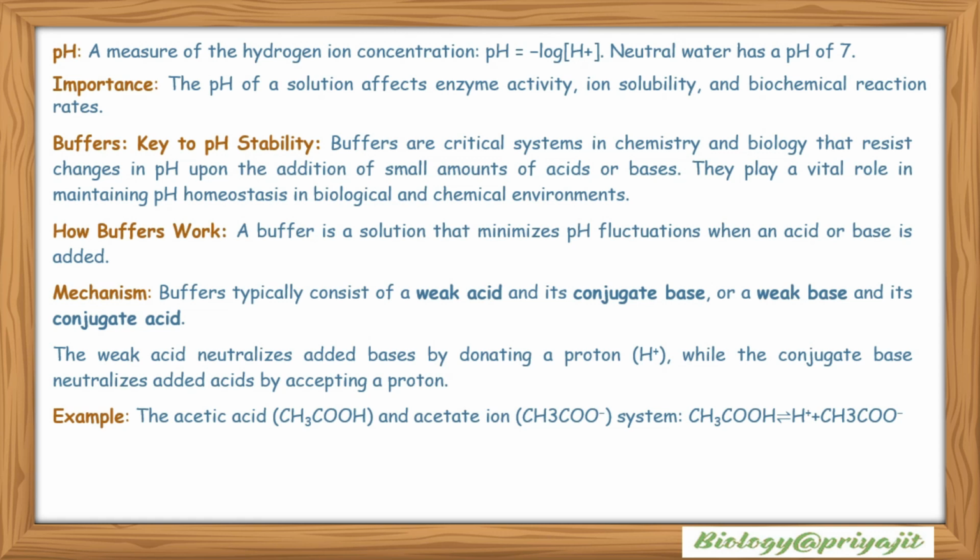pH is basically a measure of the hydrogen ion concentration, that is, pH is minus logarithm of H plus. Neutral water has a pH of 7. Importance: the pH of a solution affects enzyme activity, ion solubility and biochemical reaction rates.